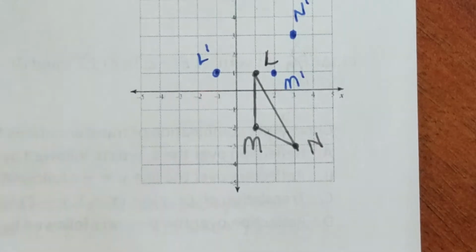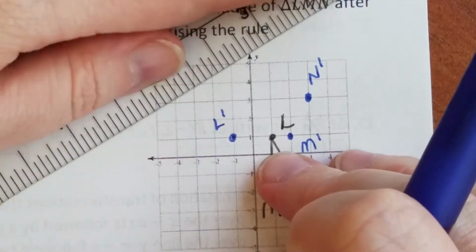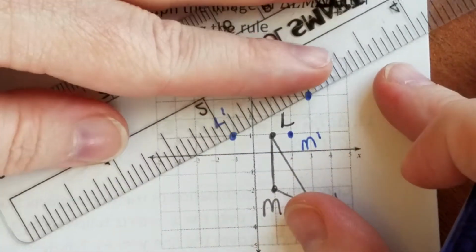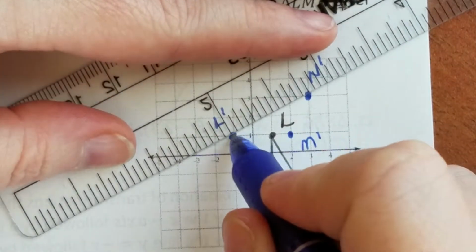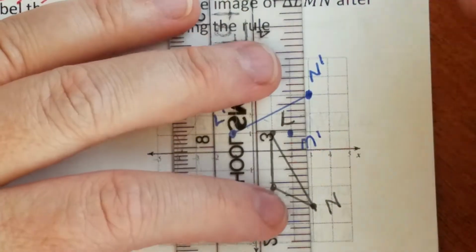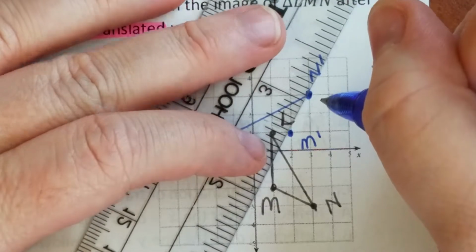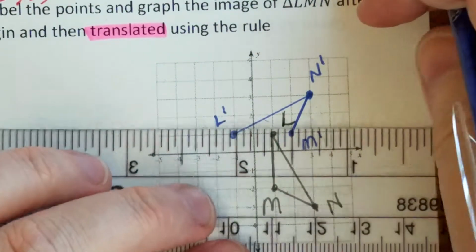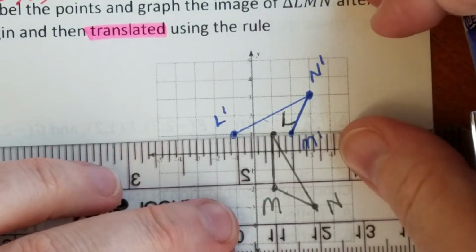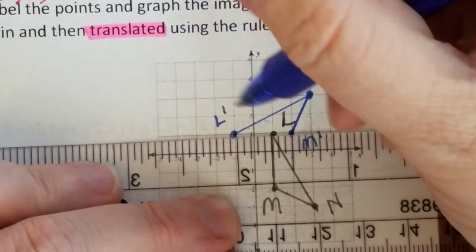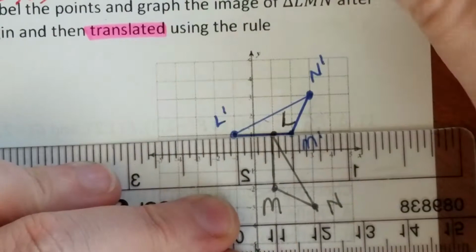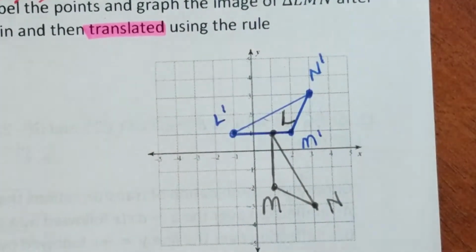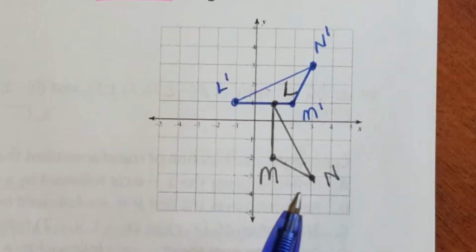So let me go ahead and graph that triangle. Here we go. And always use a straight edge when available. If you don't have a ruler and you're trying to do this on a quiz or a test, fold a piece of paper in half and it'll give you a nice straight edge to use.